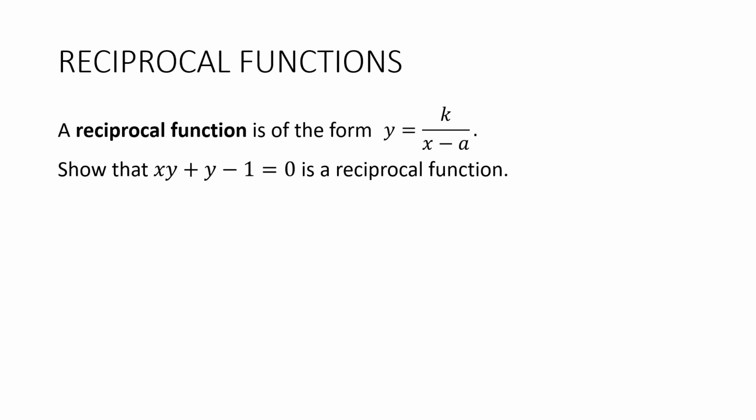Let's show that xy plus y minus 1 equals 0 is a reciprocal function. All we have to do is make y the subject. We'll start by taking this term over the other side, factorising the y out, and dividing both sides by x plus 1. Now, because this is in this form, this is a reciprocal function.